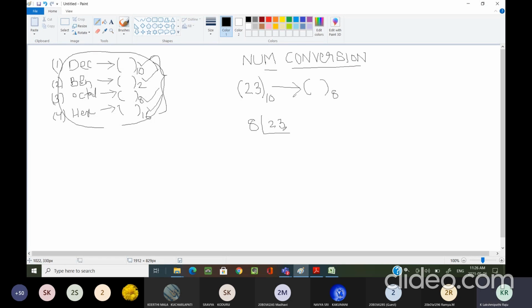Now tell me, how many times does 8 go into 23? 2 times. Now what is the remainder you are getting? 7. Okay, now can I divide 2 by 8? No, sir. No, this is my final answer. 23 of base 10 is equal to 27 of base 8.